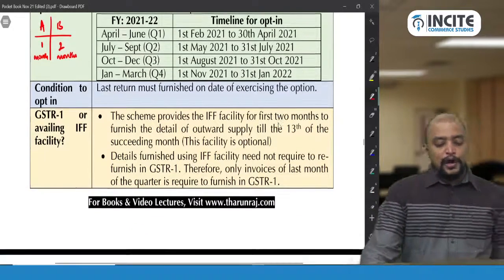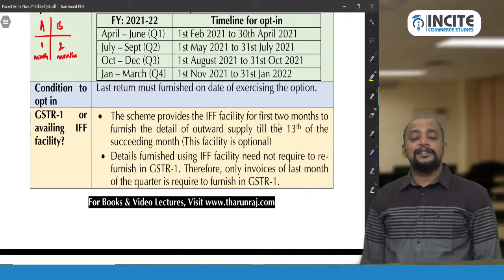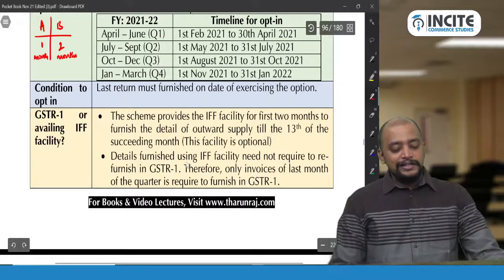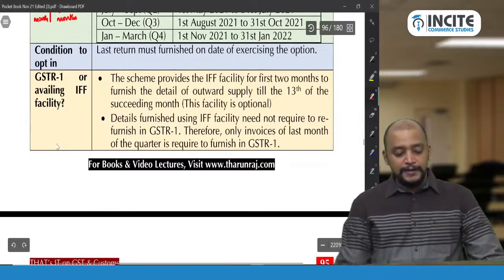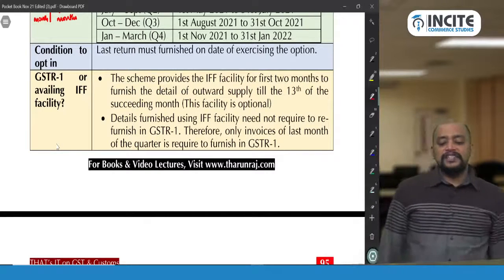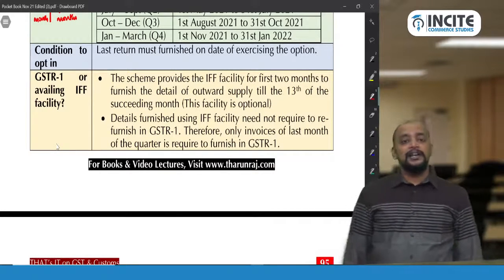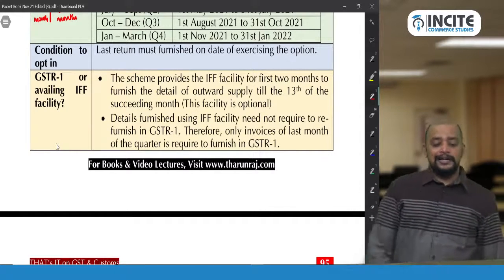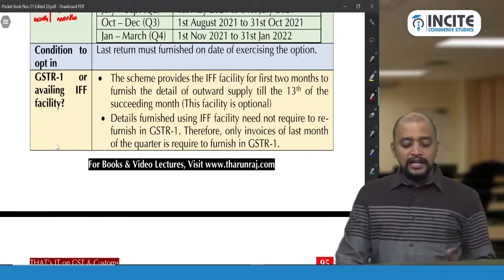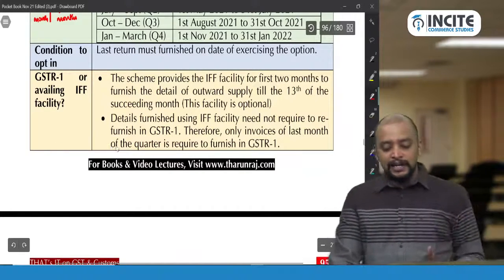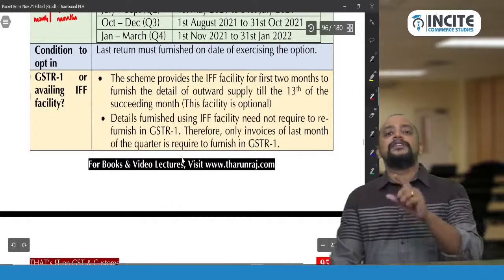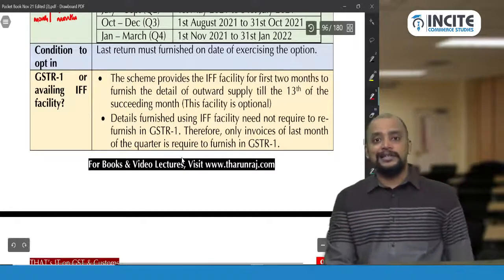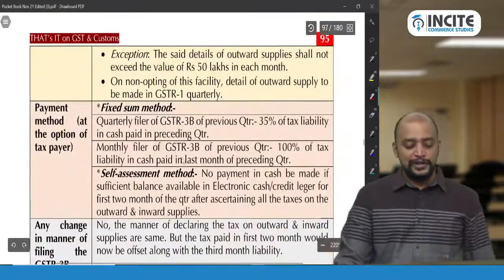Then the condition to opt in: the last return must be filed on the date of exercising the option. So all the pending returns that should have been filed. GSTR1 or IFF facility. The scheme provides the IFF facility for the first 2 months to be furnished. And what is the time limit for IFF? Same, 13th of the month following every month. And details furnished in IFF need not be furnished in GSTR1 again. Therefore, only invoices of the last month of the quarter are required to be furnished, because whatever details you furnish in IFF for the first and second month will automatically come in GSTR1. Only the third month details you need to enter.